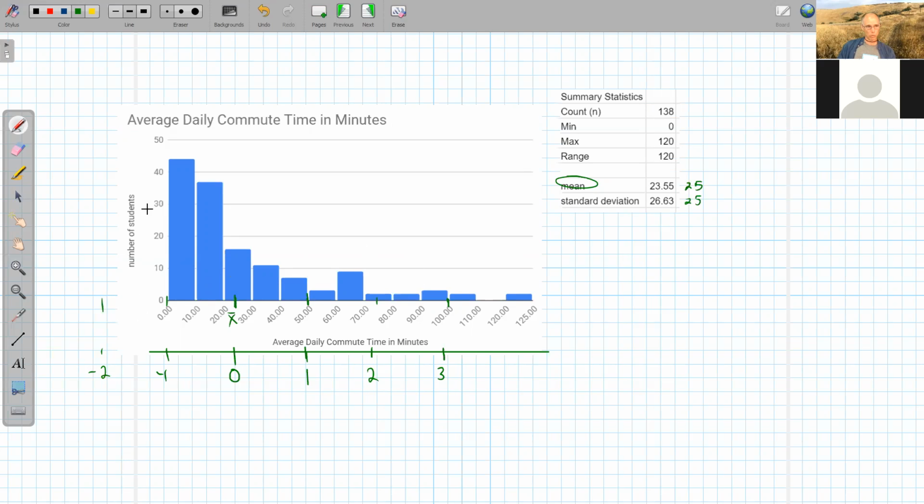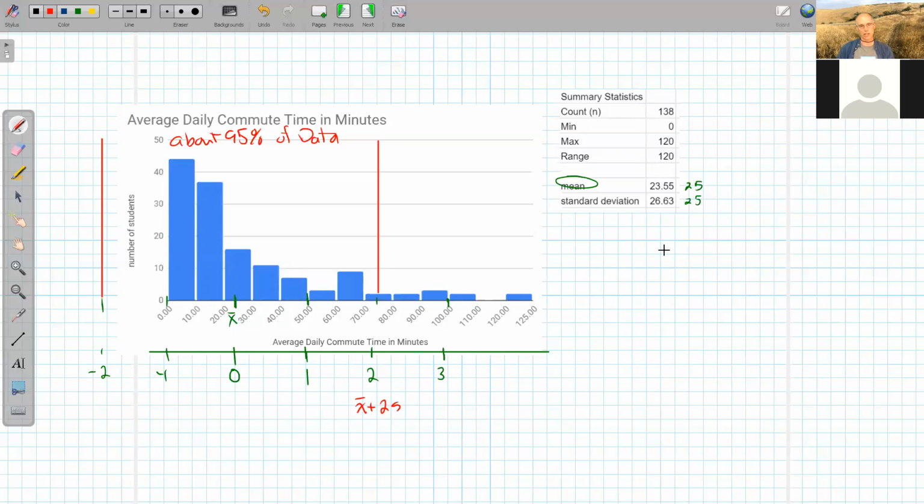And usually what we find is that within 2 standard deviations, from 2 standard deviations to the left to 2 standard deviations to the right, I expect about 95% of the data to be in there. Right, so let's look at our data again to double check that. I'm estimating 2 standard deviations to the right to be about 75. It's actually whatever X bar is plus 2 times the standard deviation.